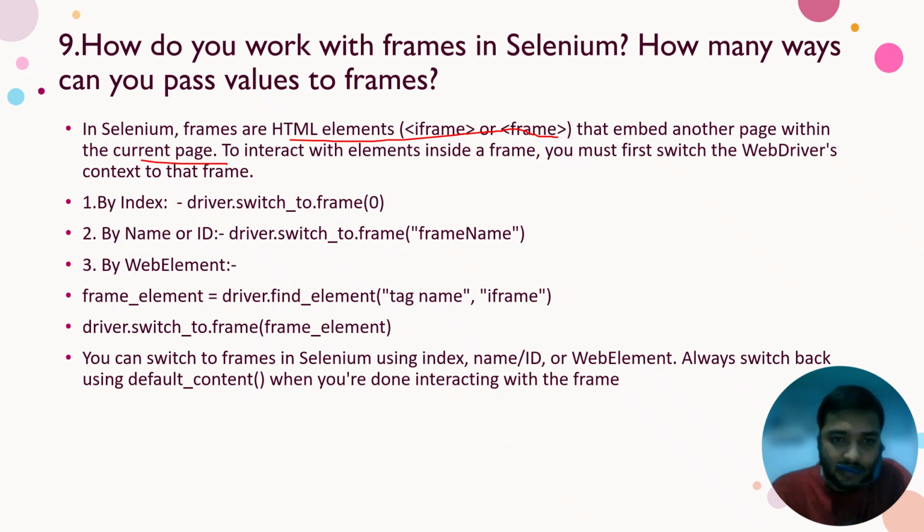To interact with an element inside a frame, you must first switch the driver context to the frame using driver.switch_to.frame by index, by name or id, or by element: frame_element equals driver.find_element by tag name, then driver.switch_to.frame with the frame element.